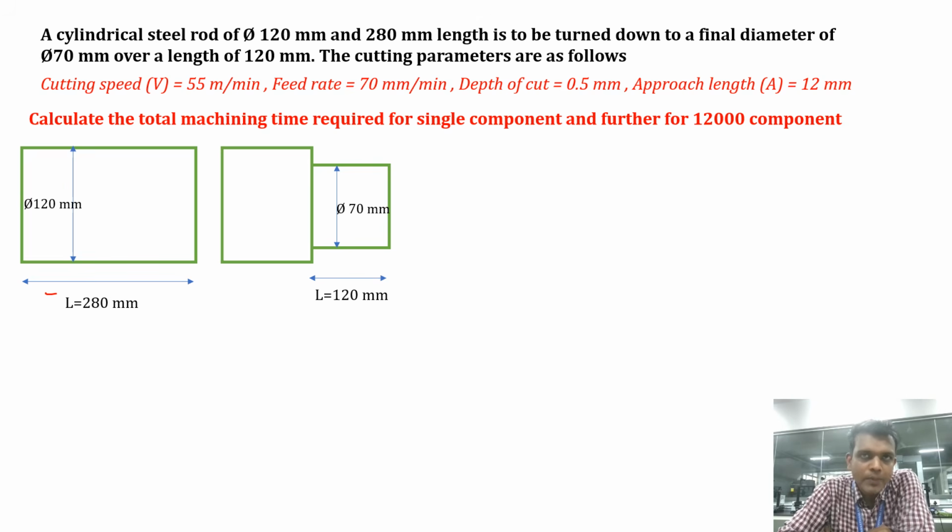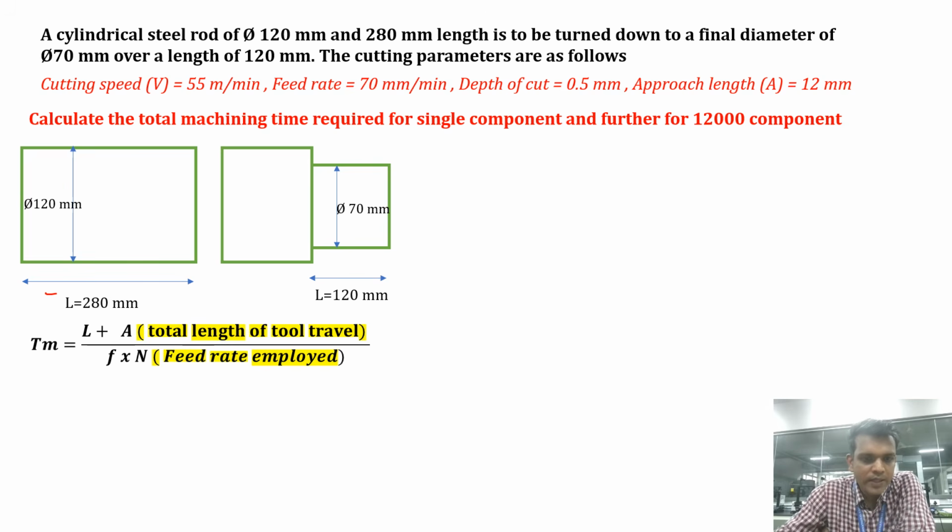Whenever we think about machining time calculation, the most important part is the total length of tool travel: from the starting point until the tool completes the entire product, how much length the tool has traveled. If we divide that by the given feed rate at which the tool moves, it will give us the total time. So let's first calculate the total length of tool travel.